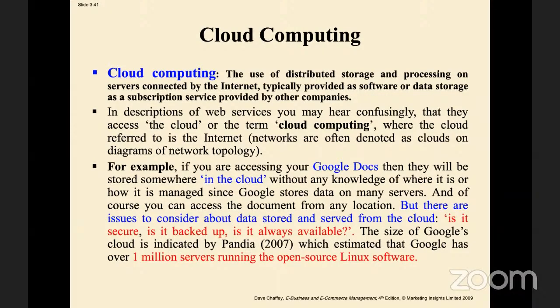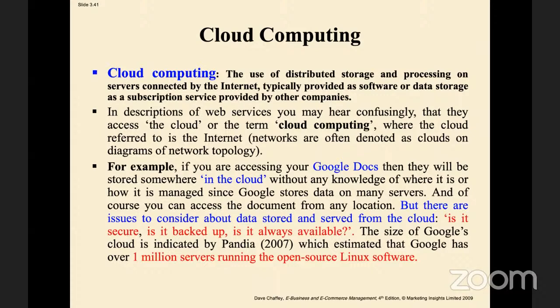Cloud computing, the use of distributed storage and processing on servers connected by the internet, typically provided as software or data storage as a subscription service provided by other companies, is called cloud computing. In descriptions of web services, you may hear confusingly that they access the cloud or the term cloud computing, where the cloud referred to is the internet. Networks are often denoted as clouds on diagrams of network topology.